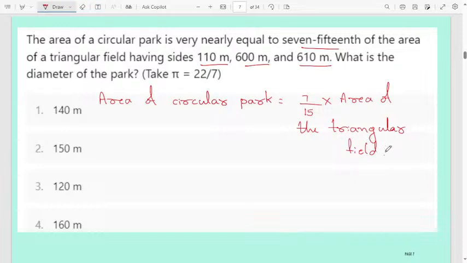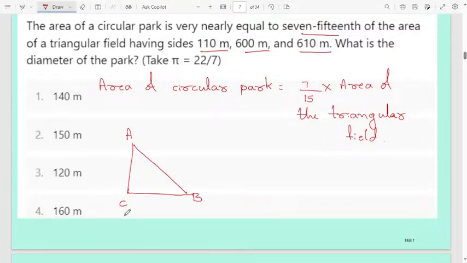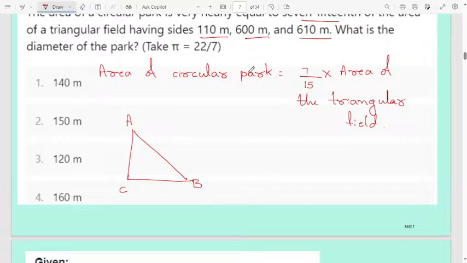Then here they are given a triangular field, and also they are given the values of the sides a, b, c: 110, 600, 610. The longer length, 610, consider as the hypotenuse. Consider this is 600, then this one is 110. These two you can exchange, but consider the larger value as the hypotenuse. Always the hypotenuse length will be more.